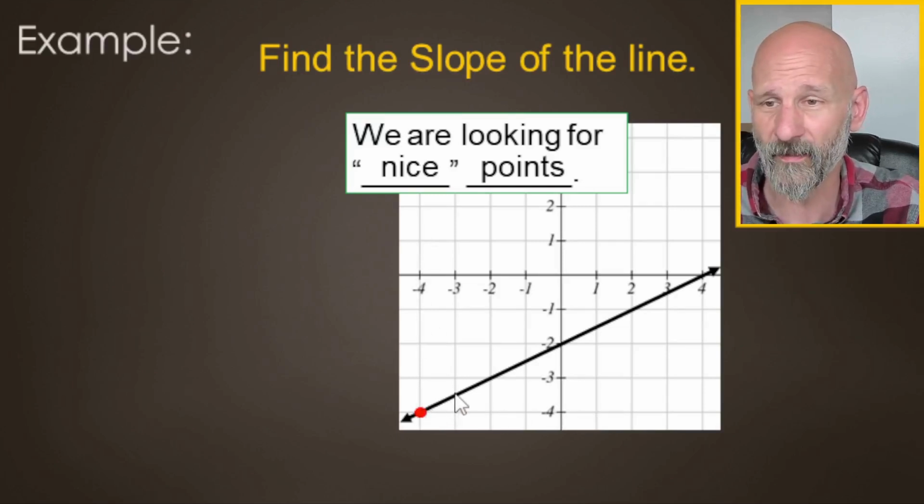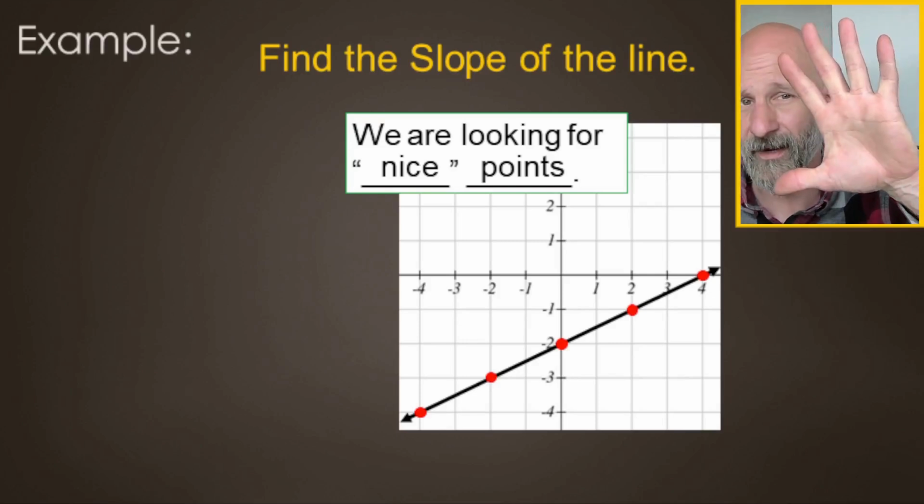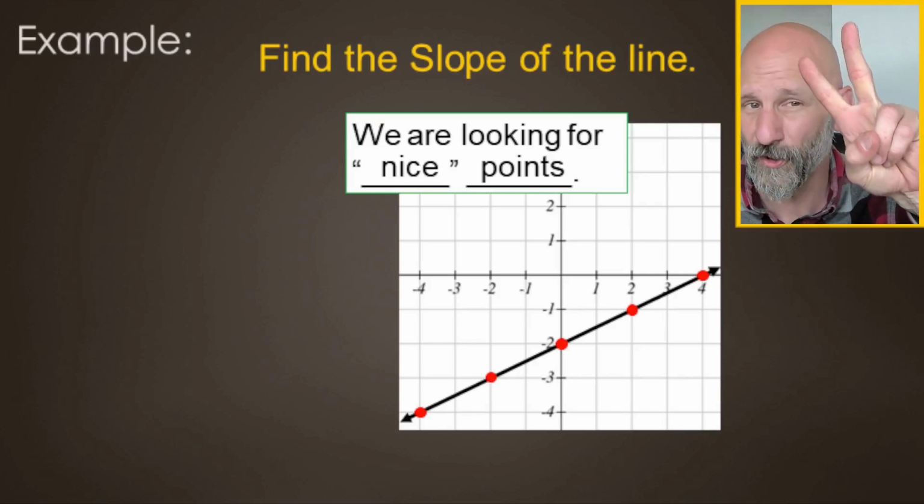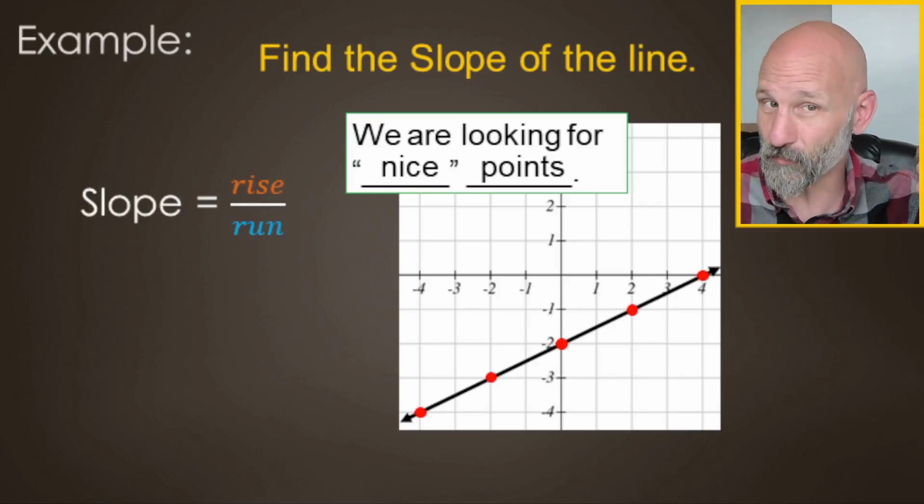Going to the right, this is not a nice point. I know that the x is a -3, but I'm not quite sure what the y is. Another nice point there. There's going to be one there, and one there. So here we've identified 5 nice points. We're really only going to use 2 because for slope, it's rise over run.